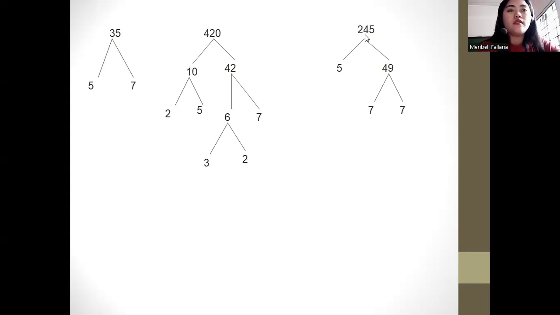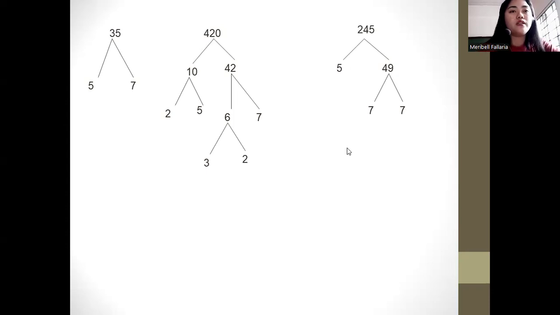Next, 245. We can use 5 times 49. And 49 is not a prime. You all know that 49 is equal to 7 times 7, right? The 7 is a prime.